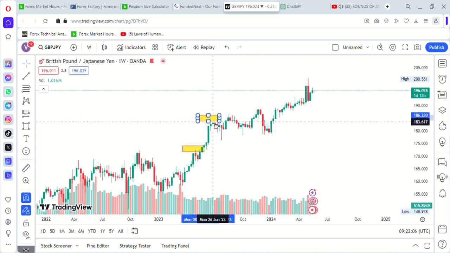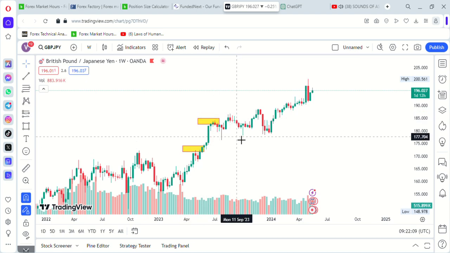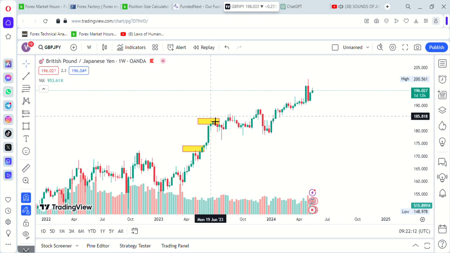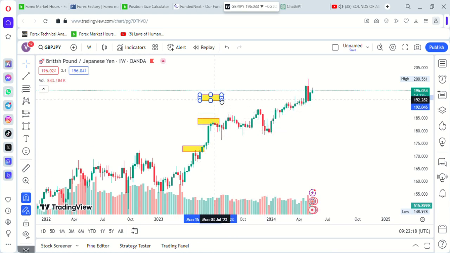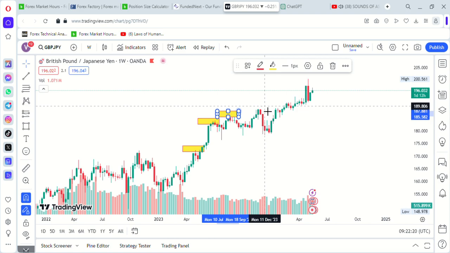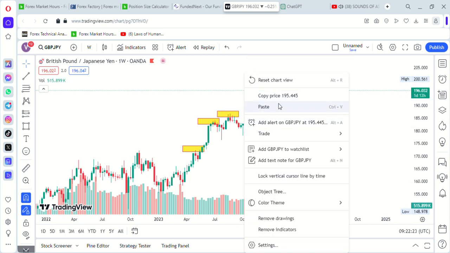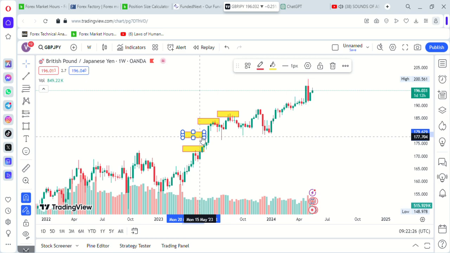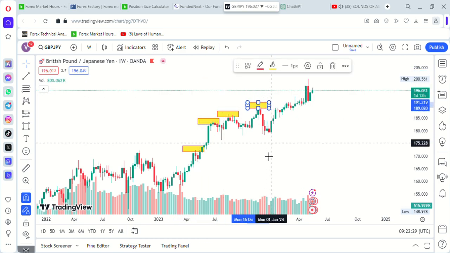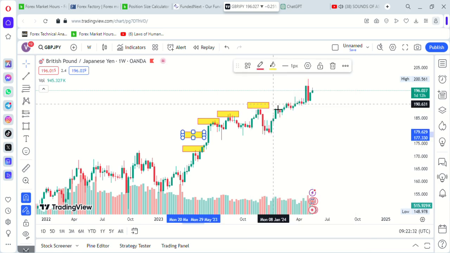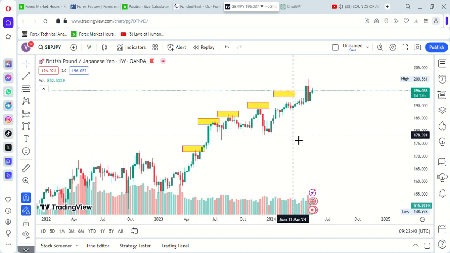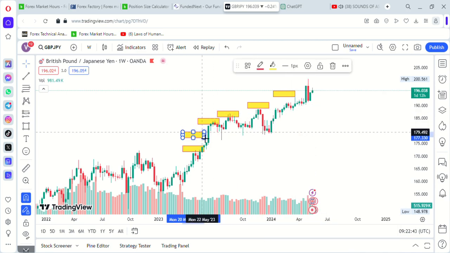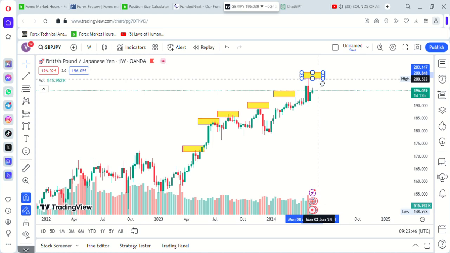You see another high here, and we can also call this one another high. This one is another high here. This one is another high, and this one is another high. This one is another high, and this one is another high. Yes, this one is another high, and the present high at the moment, which is this.